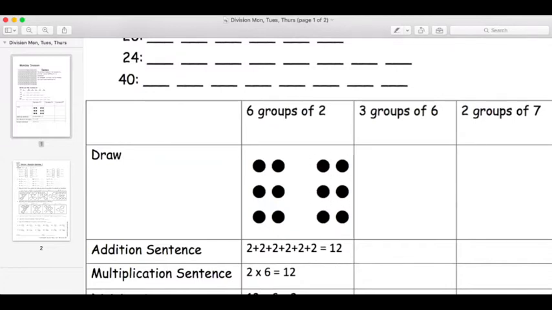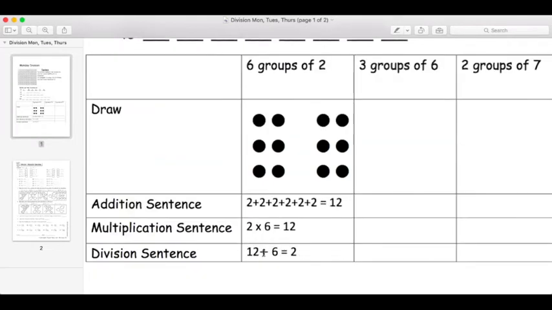And I knew each group had to have 2 in it, and there had to be 6 groups. And now to find out the answer, I would add up all of the dots. Now, you can see here the addition sentence would be 2 plus 2 plus 2 plus 2 plus 2 plus 2 equals 12, because multiplication is basically repeated addition. So then our multiplication sentence would be 2 times 6 equals 12, and our division sentence would be the opposite. So 12 divided by 6 equals 2.